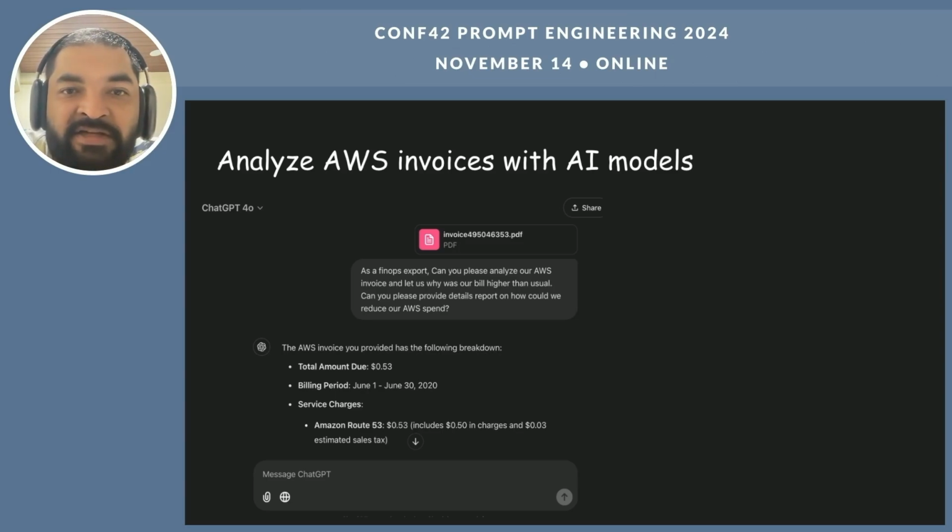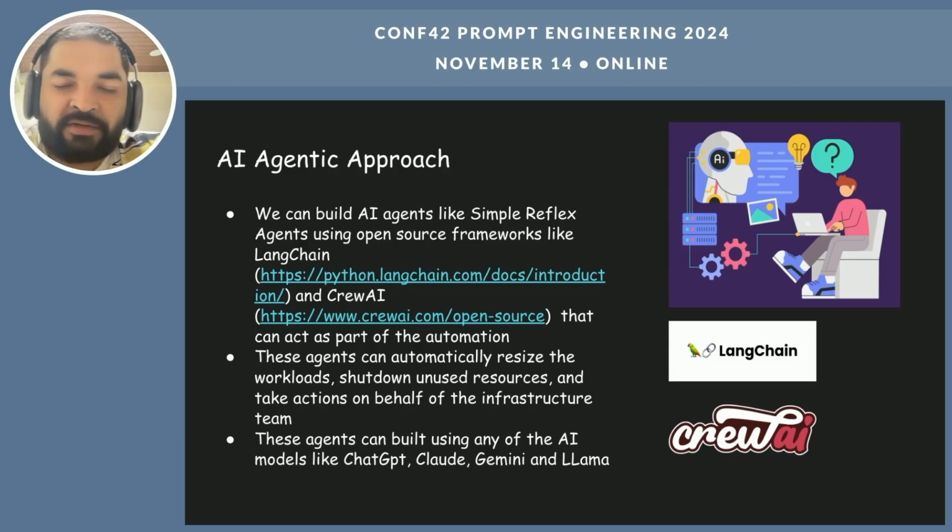Now, this is a very specific prompt, and I'm also giving some context to the AI model so that it knows. I've also given the invoice and let the AI model figure out why the spend increased in the previous month.